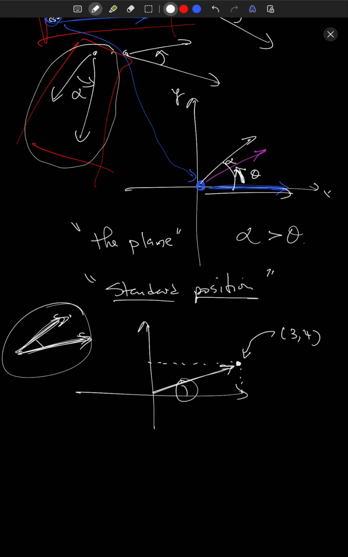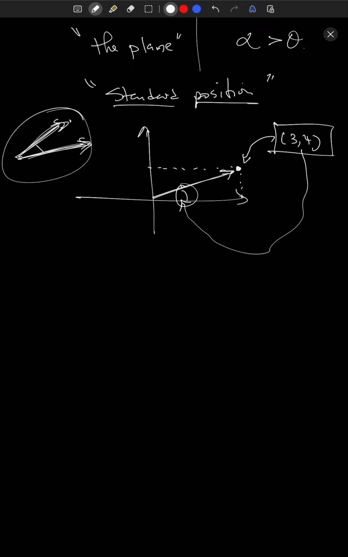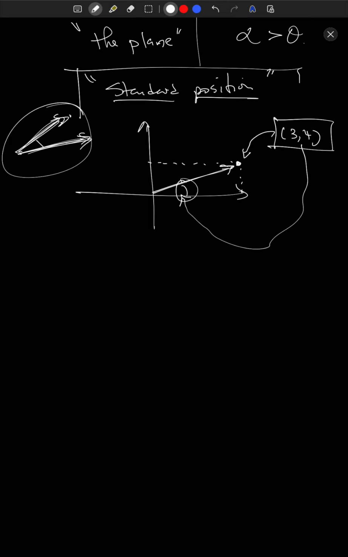So if this is 3 comma 4, then I'm going to be able to figure out exactly how big that guy is. And that 3 comma 4 in essence describes how big that angle is, all right? Okay, so we'll be doing that very, very soon. But the idea of standard position is super simple, but yet super powerful.